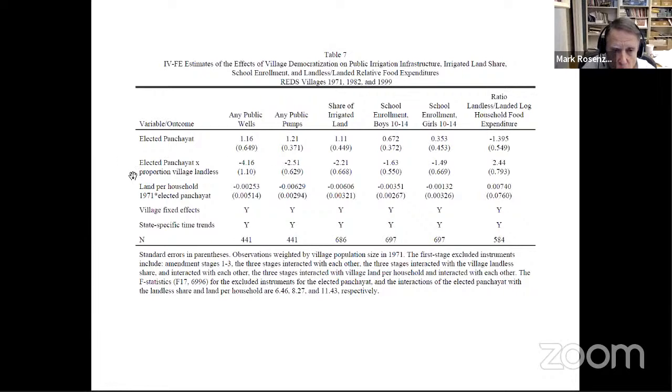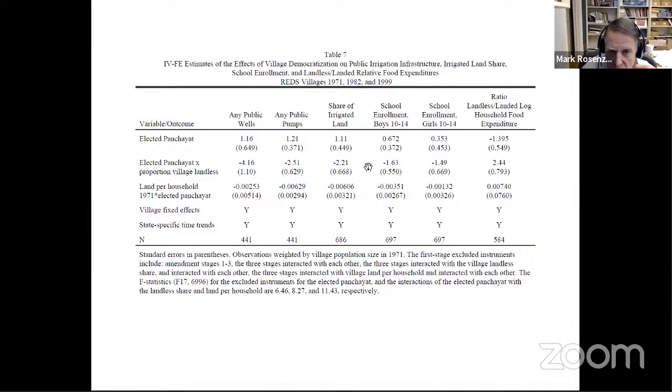Okay, and what we find here is evidence that is consistent with what we saw for the programs, that for irrigation assets and for irrigation in general, the interaction term is negative with landless. And it's negative for school enrollment too, because remember, there was less building of secondary schools. On the other hand, the higher the proportion landless, the greater the ratio of the landless consumption to landed consumption.